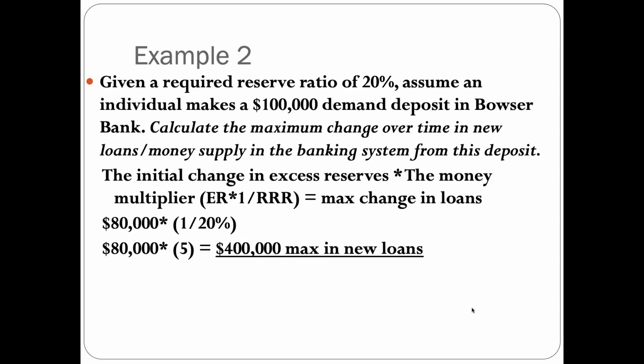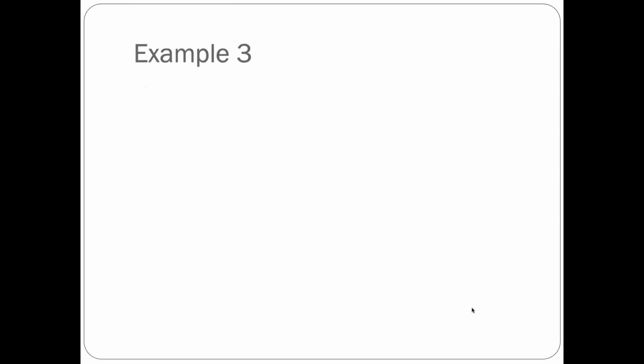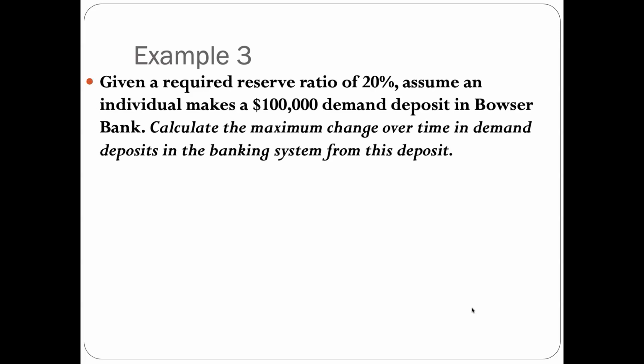All right, so let's go to example 3 here. Given a required reserve ratio of 20%, we're going to assume an individual makes a $100,000 demand deposit in Bowser Bank. We're going to calculate the maximum change over time in demand deposits in the banking system from this deposit. So now we're taking a look at max change in demand deposits.